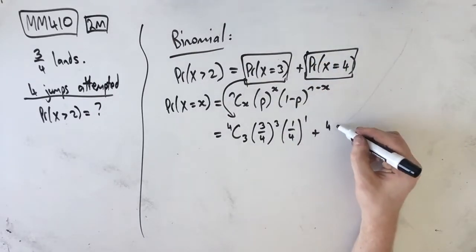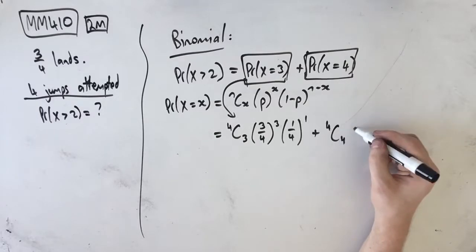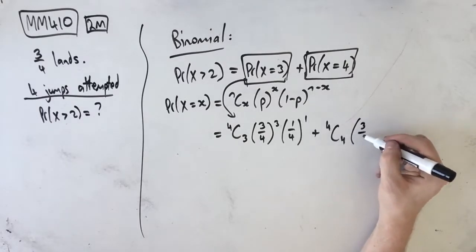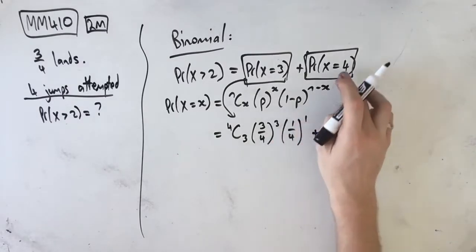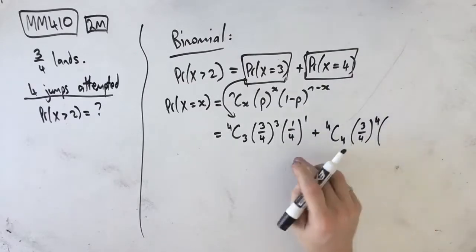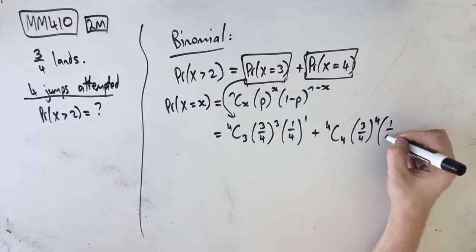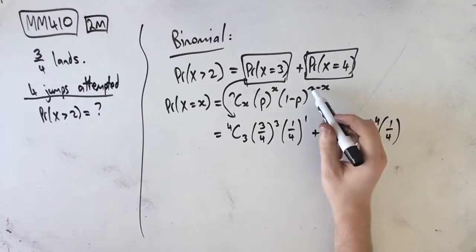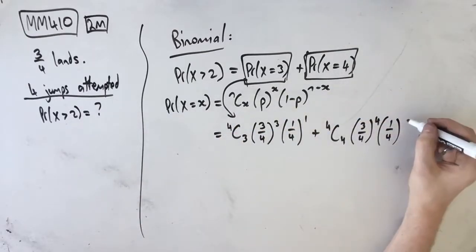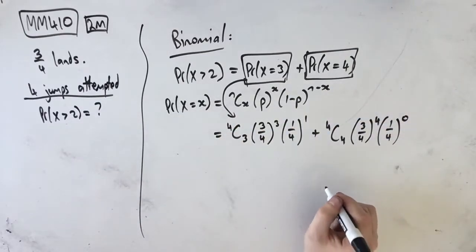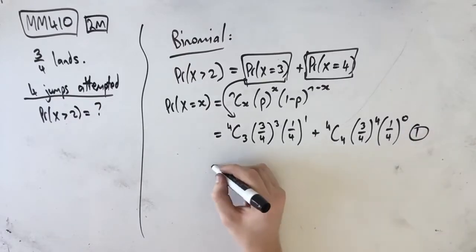So n is still 4, 4C4, because our x value is 4, times p, which is 3 on 4, to the power of x, which is 4, multiplied by 1 minus p, so 1/4, to the power of n minus x, so 4 minus 4, which is 0. Awesome. This is our first mark.